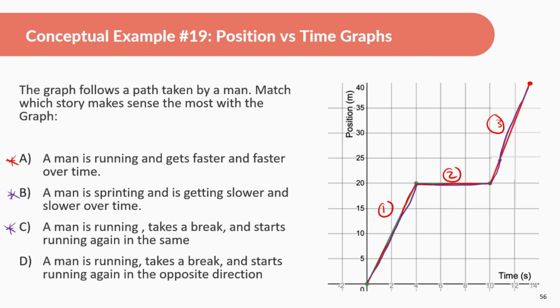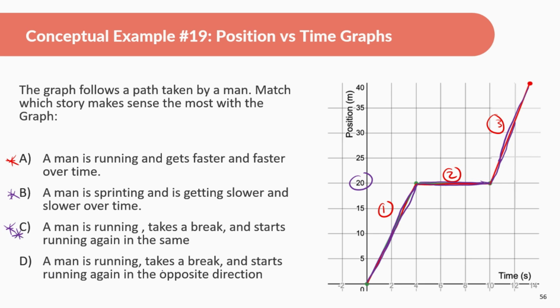Part C. A man is running, takes a break, and starts running again in the same amount of time. And that looks kind of good. He's running, takes a break, doesn't move, stays at this position 20, and then runs again. But anyway, just to make sure, I'm going to put a double asterisk here. But let's look at D.